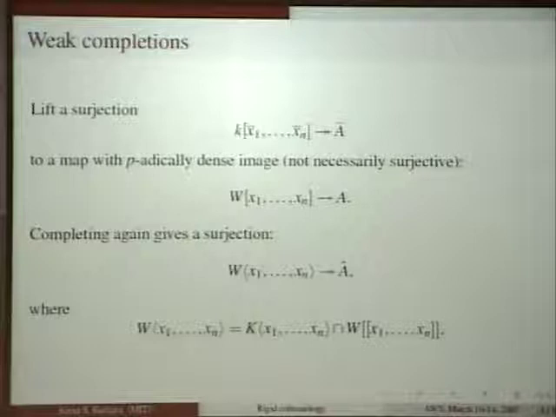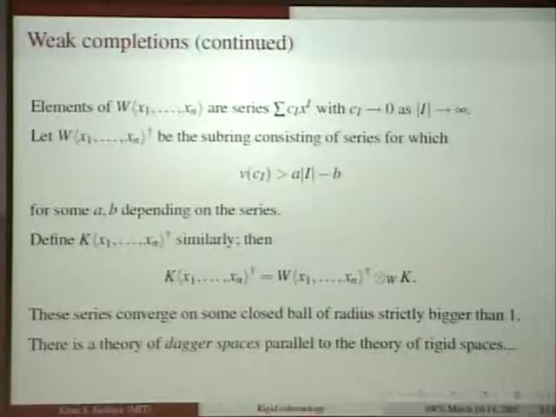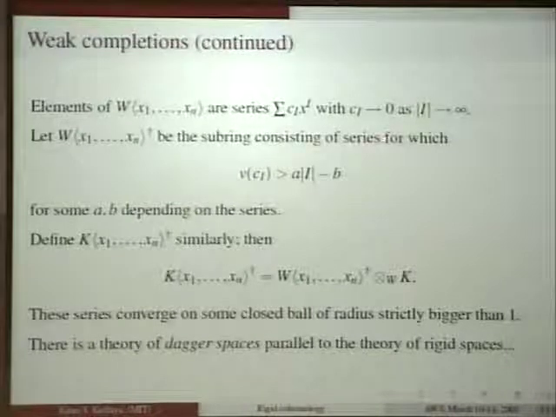Now what I want to do is get something smaller to work with. So I'm going to take something smaller than this full ring of power series convergent on the closed unit disk. And here's what I take. This is the so-called Monsky-Washnitzer algebra that replaces the Tate algebra for the purposes of computing Monsky-Washnitzer cohomology. So elements of this power series ring, W angle x1 through xn, are power series whose coefficients converge to 0 as the multi-index goes to infinity.